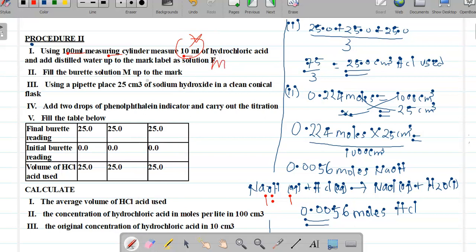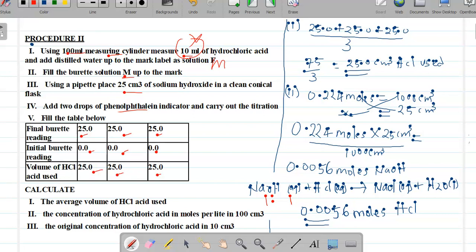So then fill the burette with solution M, the new solution that you have prepared, that you have diluted. Then using a pipette, you place 25 centimeter cubic of sodium hydroxide solution in a clean conical flask. Then you add 2 drops of methyl orange or phenolphthalein indicator. Then you carry out the titration. You fill the table. Now the table here, final reading of the burette is 25, 25, 25, initial 0.0, 0.0, 0.0.